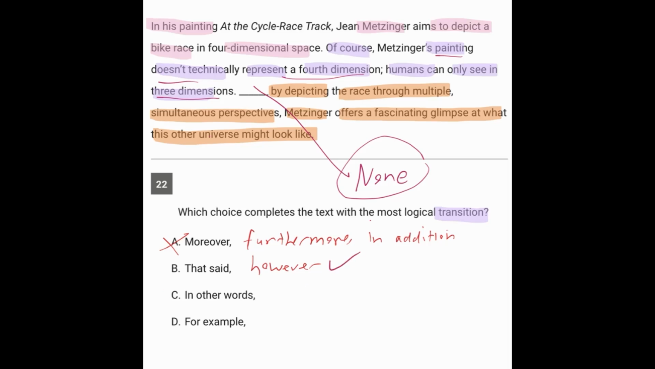In other words is for a restatement. If I say something that's kind of hard to explain, I may try to explain it all over again and use a phrase like in other words. And that's just not what's going on here. And of course, for example, is if we're going to give an example. And the orange part is not an example of the purple part. It's just another part of the explanation. So that said is the only one that worked here, and it's the answer for 22.